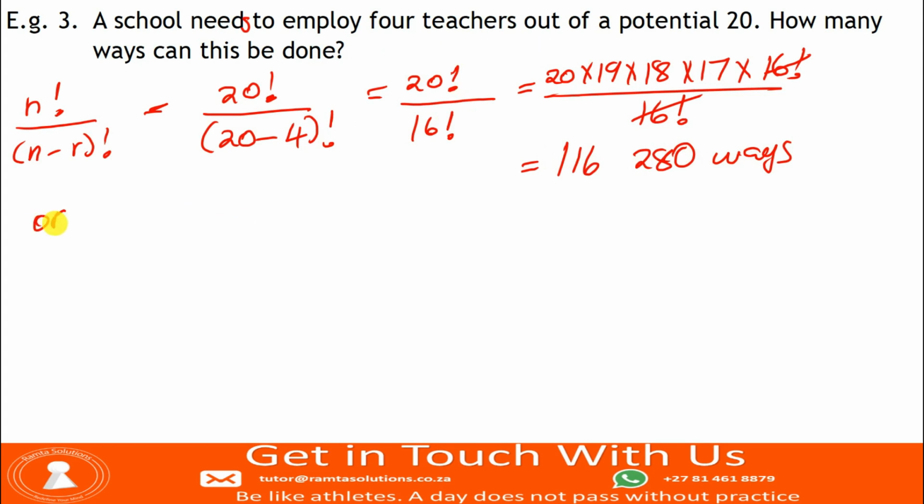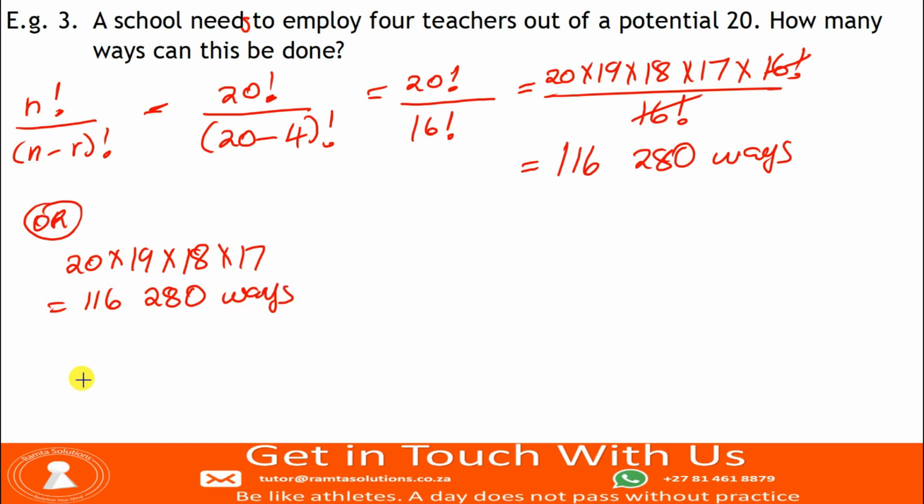Or we can say this is 20. Remember, the first place is 20. The second is 19 to choose from. The third is 18 to choose from. And the fourth is 17 to choose from. Take your calculator. 20 times 19 times 18 times 17. Can you see it here? Here it is as well. Can you see it? Perfect. So this is 116,280 ways.